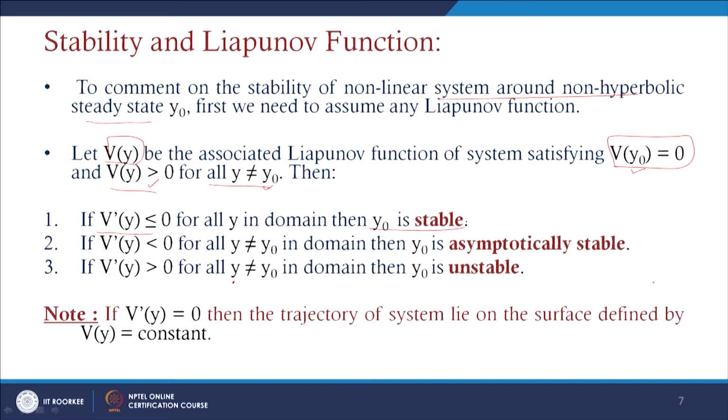then y0 is stable. And if v dash y is strictly less than 0 for all y not equal to y0 in the domain, then y0 is asymptotically stable. And if v dash y is greater than 0 for all y not equal to y0 inside the domain, then y0 is a completely unstable point, or the system will be unstable at that point y0. And if the remaining condition is that v dash y equals 0 only, then the trajectory of the system lies on the surface v of y equals constant, since this will just roam around that level only. So, for this we have assumed a function, that is the example we have considered here.